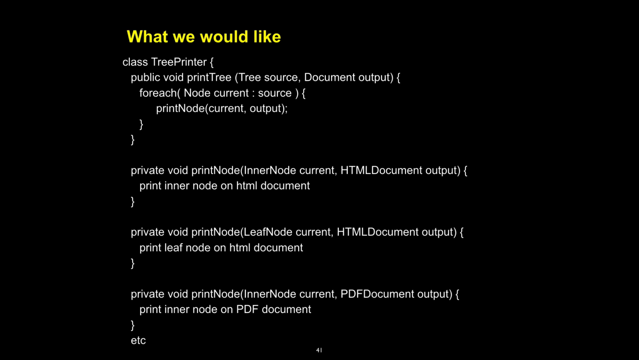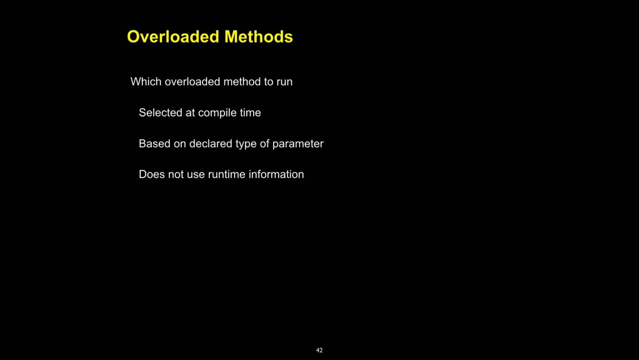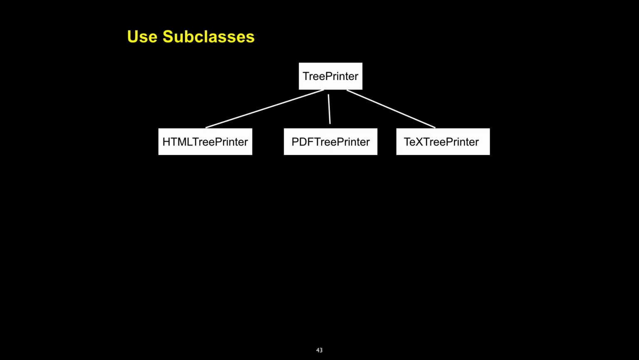And so, yeah, if we have a tree printer and if we had double dispatch, we could do this, right? But that won't work in Java. In Java, the compiler can't figure out which is right. We've talked about this several times already. And so we'll create different printers, right?